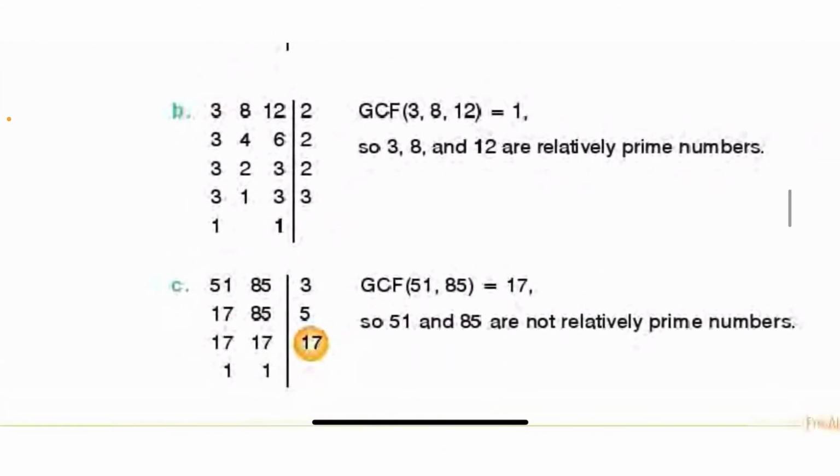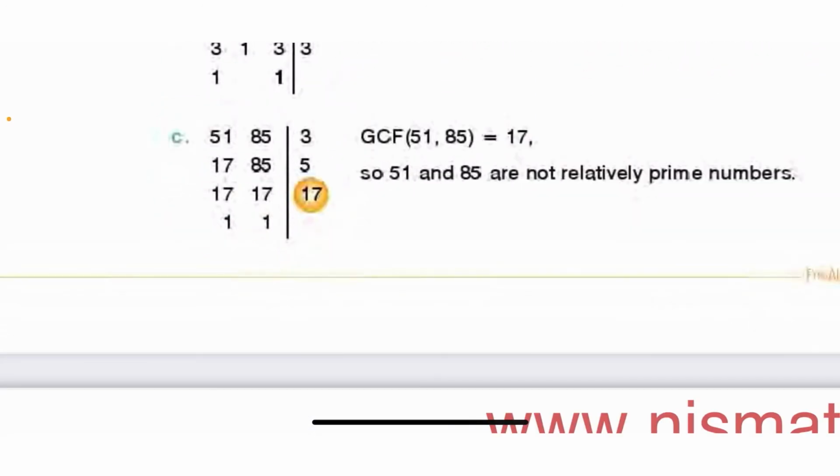Now we have two examples here. For example, this problem, 51 and 85, are not relatively prime numbers because they have a common divisor 17. 51 is divisible by 17 and 85 is also divisible by 17. So the GCF of 51 and 85 equals 17. So no, they are not relatively prime numbers.